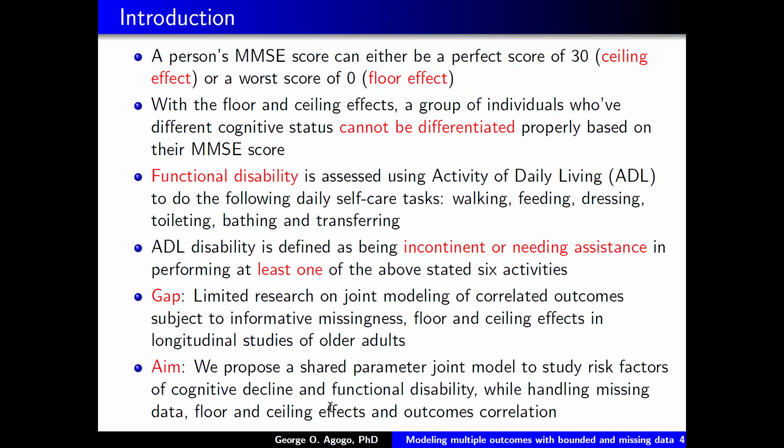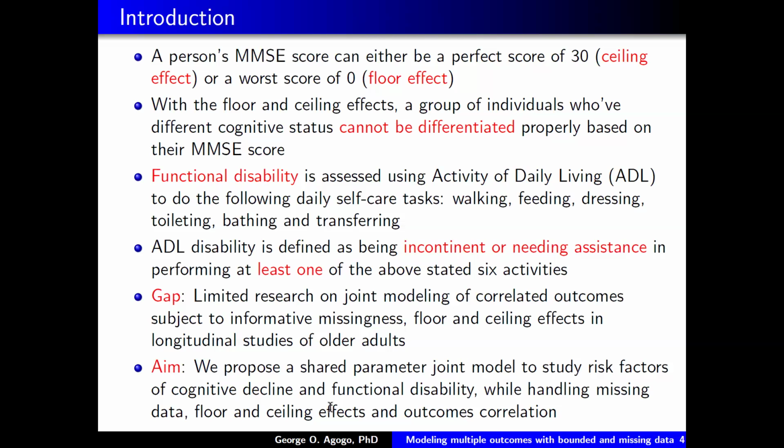So in this work, or this presentation, we have two outcomes, the cognitive function and functional disability. We consider them primary outcomes. So we want to look at the effects of risk factors on them simultaneously.